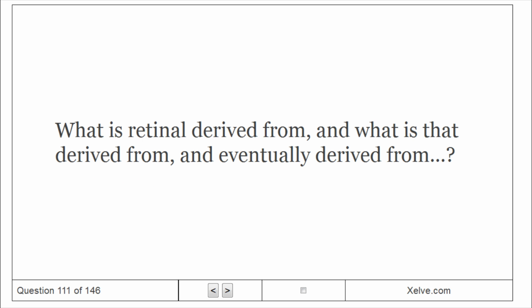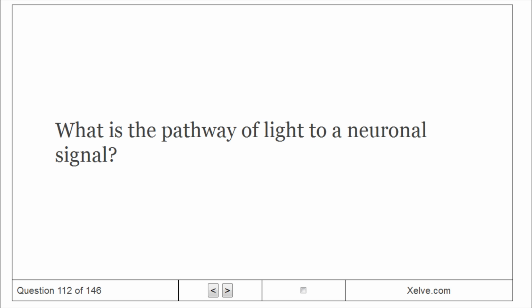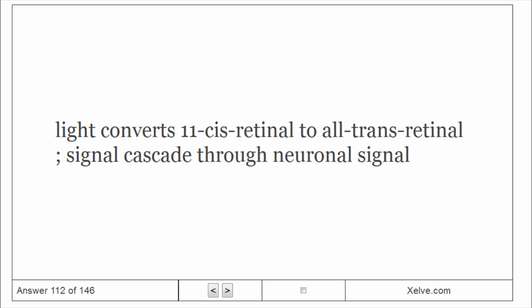What is retinal derived from, and what is that derived from, and eventually derived from? Vitamin A, from beta-carotene, eventually derived from isoprene units. What is the pathway of light to a neuronal signal? Light converts 11-cis retinal to all-trans retinal, triggering a signal cascade through to a neuronal signal.